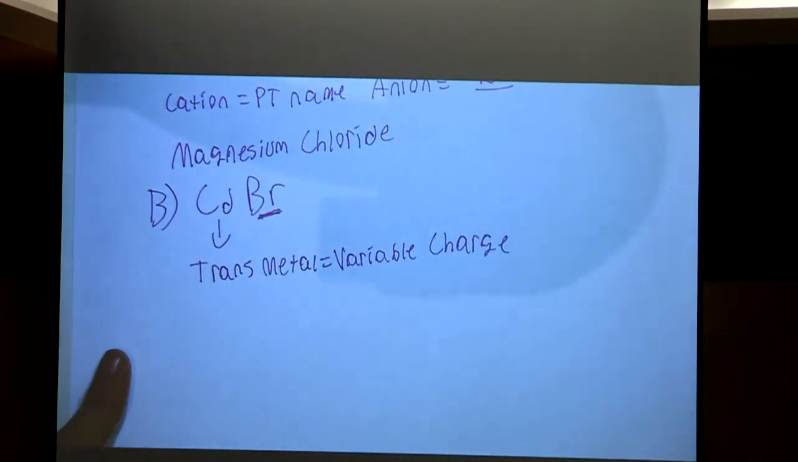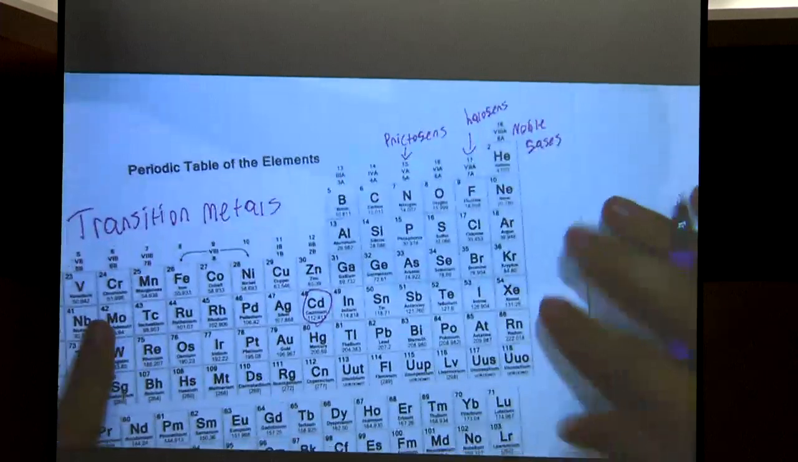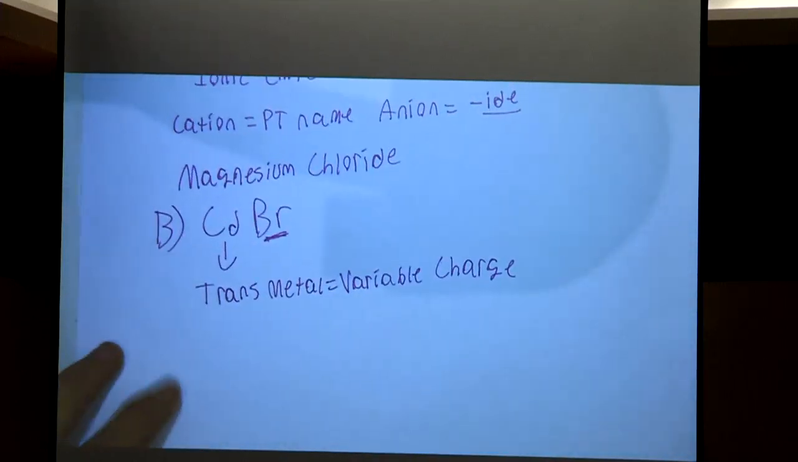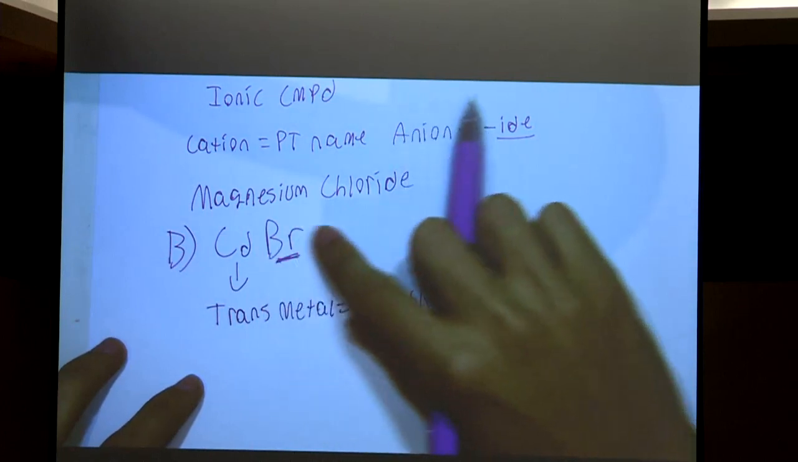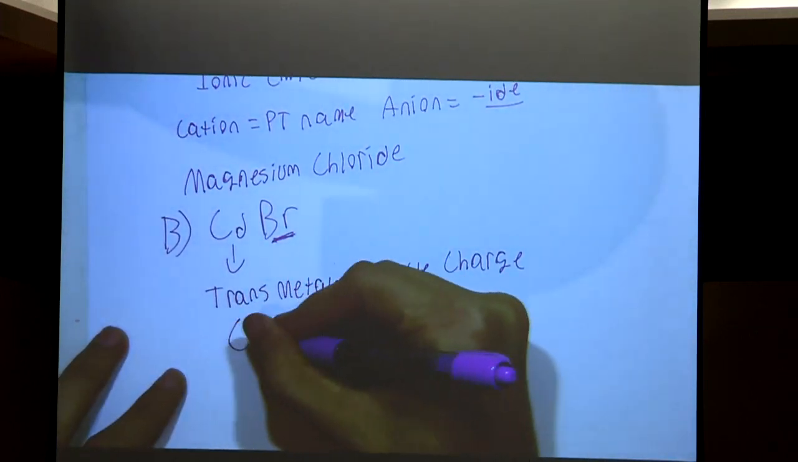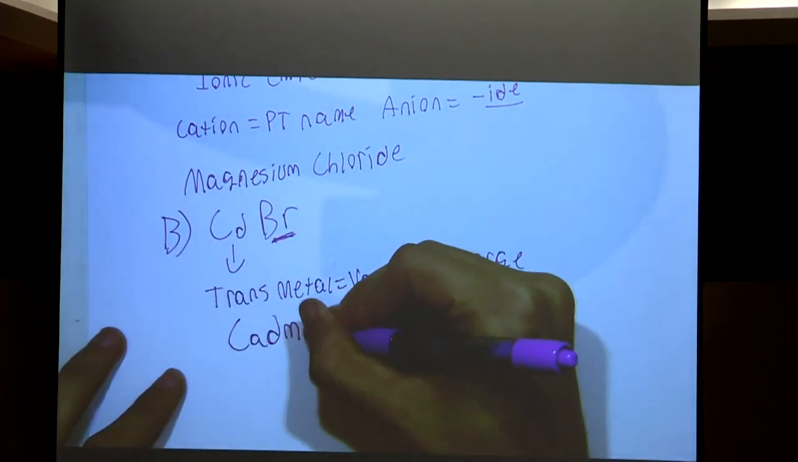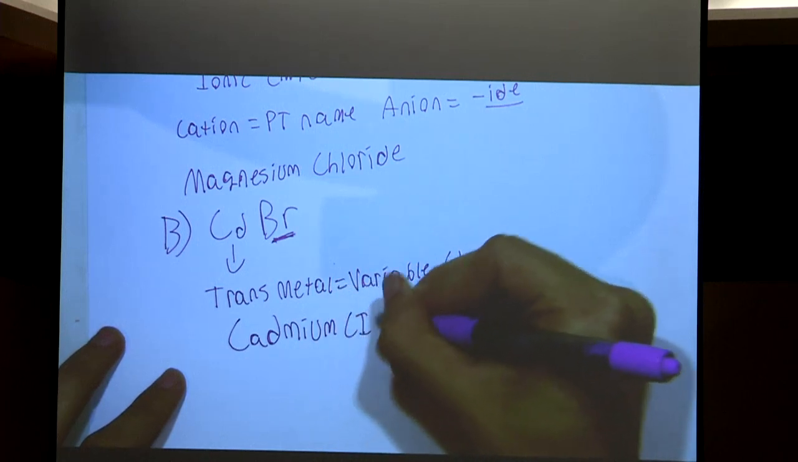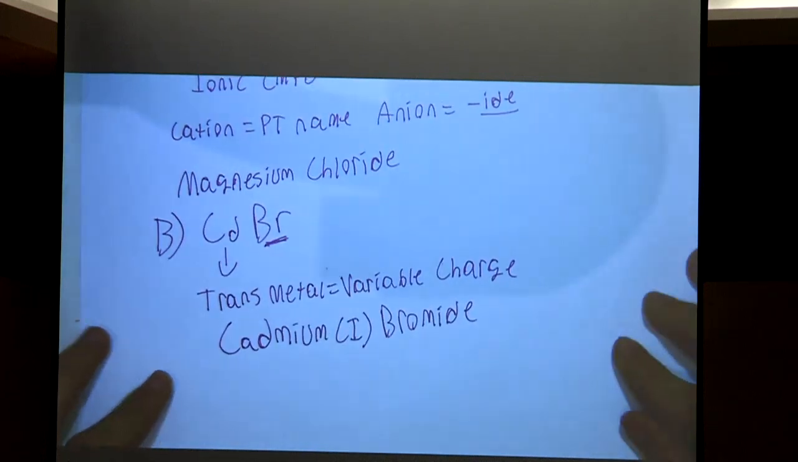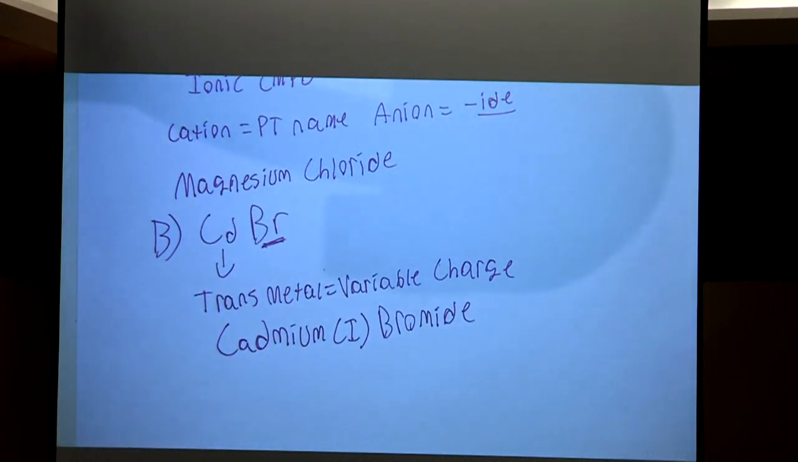Bromine is in the halogens right here, and we know the halogens have a -1 charge. This compound is neutral, there's no net charge. So I know that the charge on cadmium has to be +1. You have to use Roman numerals for this, so I would call this cadmium(I) bromide. Cadmium(I) bromide, because the transition metals have variable charge.